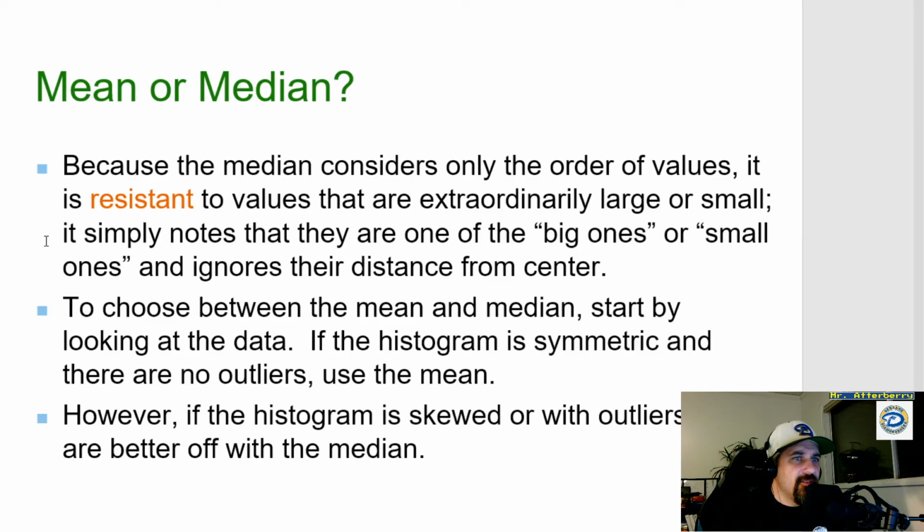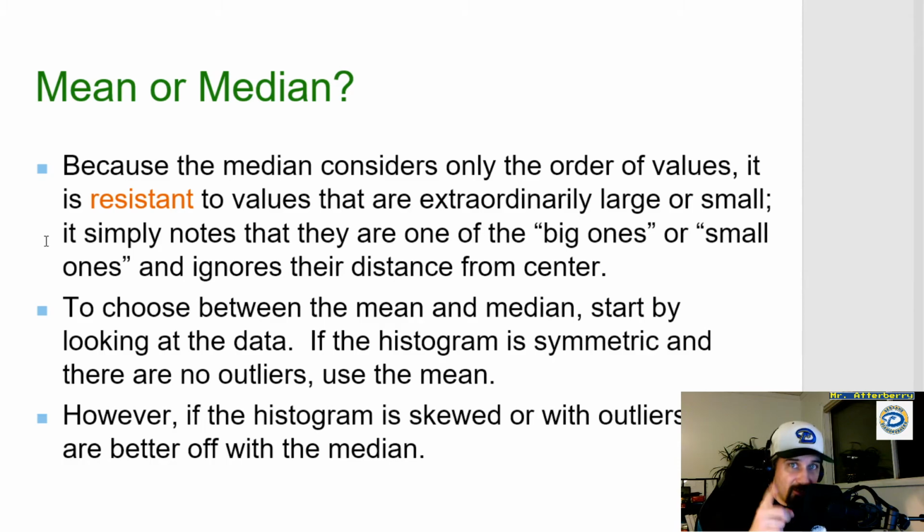Because the median considers only the order of values, it is resistant to values that are extraordinarily large or small. It simply notes that they are one of the big ones or small ones and ignores the distance from the center. Choose between the mean and median. Start by looking at the data. If the histogram is symmetric and there are no outliers, use the mean. However, if the histogram is skewed or it has outliers, you are better off with the median.